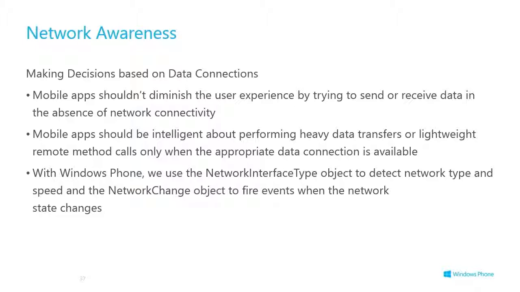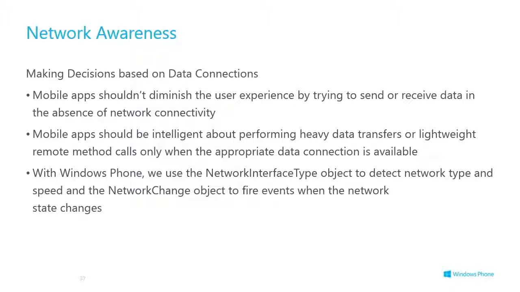Mobile apps shouldn't diminish the user experience by trying to send or receive data in the absence of network connectivity. There's nothing more annoying than hitting a button expecting to see some data and then it just timing out and you get an error. Now, obviously, you might lose the connection just when you make that call, so you need to trap that error and give a good user experience. But if you could monitor the availability of the network, and if you haven't even got a network, then just grey out and put something on the screen saying, sorry, network not available. So you can even prevent that frustration if you can.